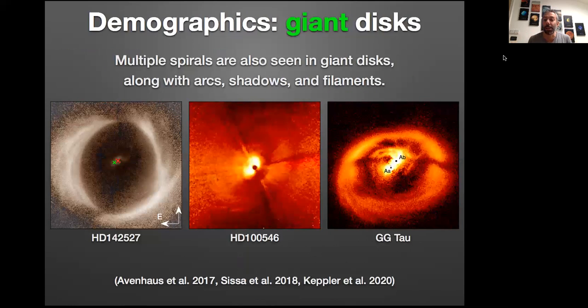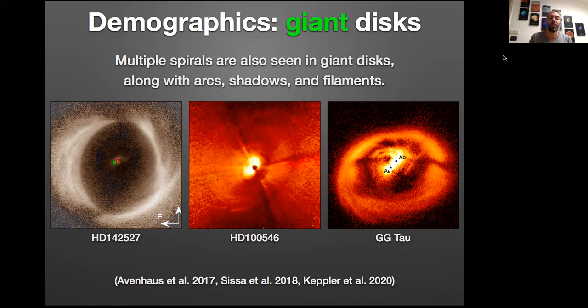Then we have the giant disks, exceptional disks that are super large, with the possible presence of streamers within the cavity, and spirals. These are typically associated, or at least in 2 of these 3 cases here, with stellar systems.